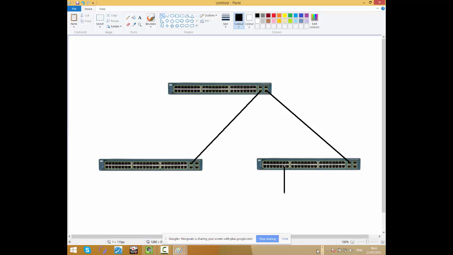We have a stub switch with only one link to our network. It's not necessary to use STP.